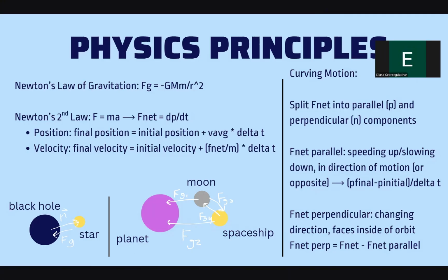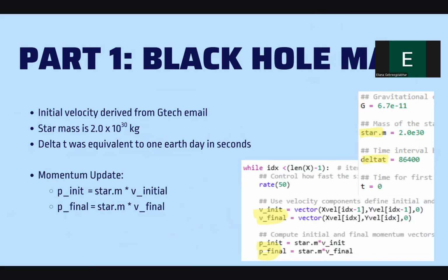For curving motion, we split the total force into parallel and perpendicular components. F net parallel was responsible for speeding up and slowing down, and the equation we used was P final minus P initial over delta T. And the perpendicular component of the total force changed the direction, faces inside the orbit, and we used the equation F net minus F net parallel.